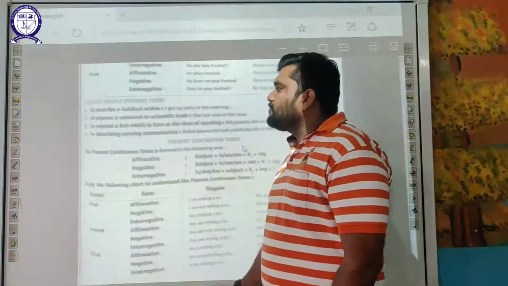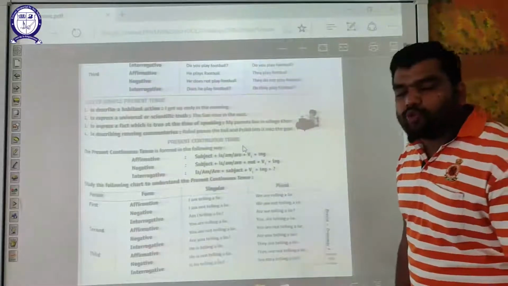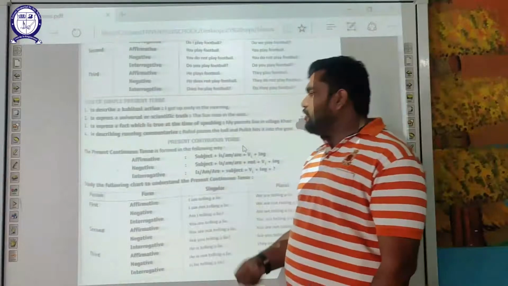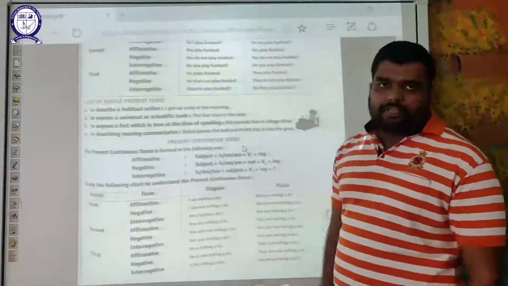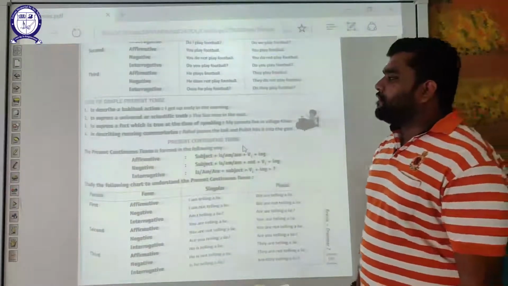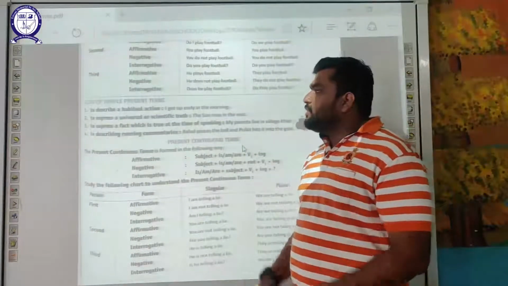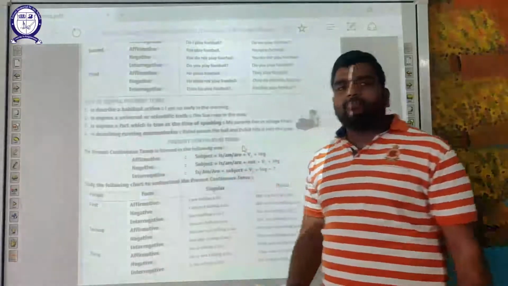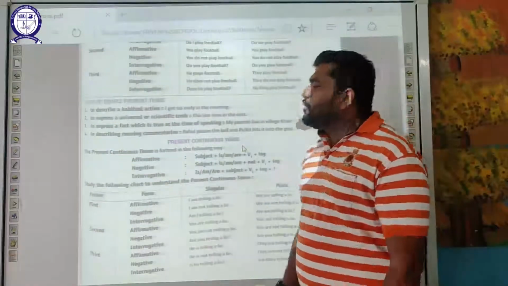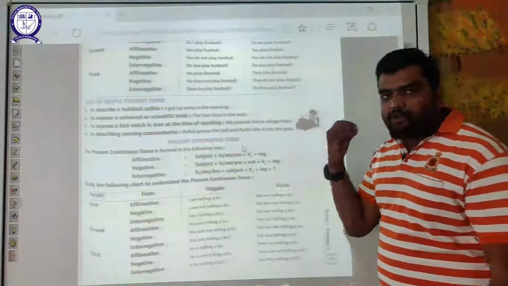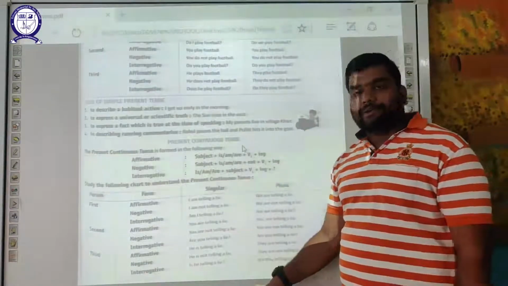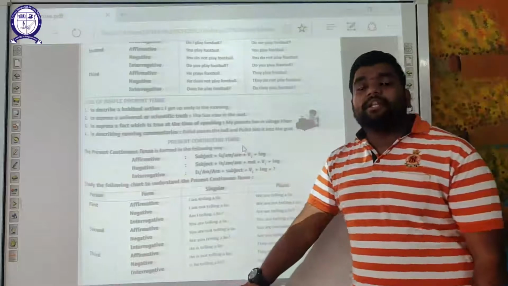So what is the use of simple present tense? To describe a habitual action that is continuing regularly, on a regular basis. I get up early in the morning, so this is the schedule. To express a universal or scientific truth: the sun rises in the east. These are important points because some of you may get confused about why we use simple present. To express a fact which is true at the time of speaking: my parents live in village Khair.